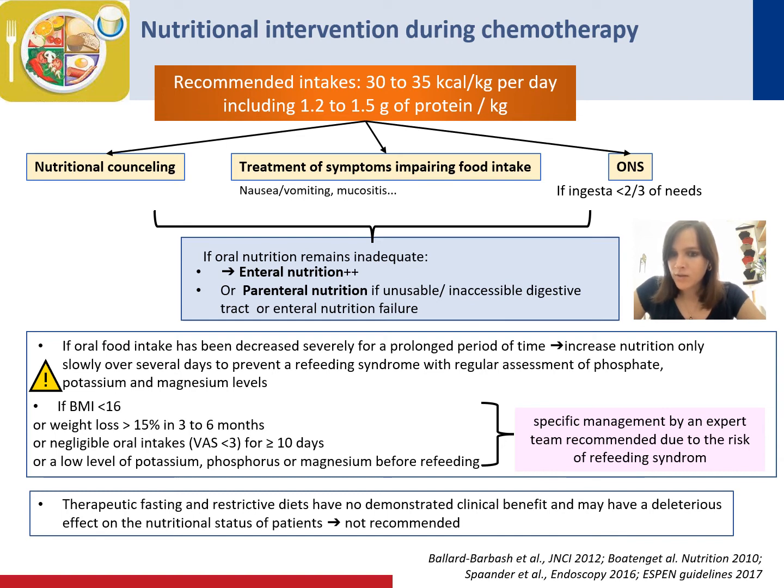The patients have to be managed by an expert team if BMI is under 16 or weight loss more than 15% in 3 to 6 months or negligible oral intakes for more than 10 days or a low level of potassium, phosphor or magnesium before refeeding. Finally, therapeutic fasting and restrictive diets are not recommended in oncology because they have no demonstrated clinical benefits and may have deleterious effects on the nutritional status of our patients.